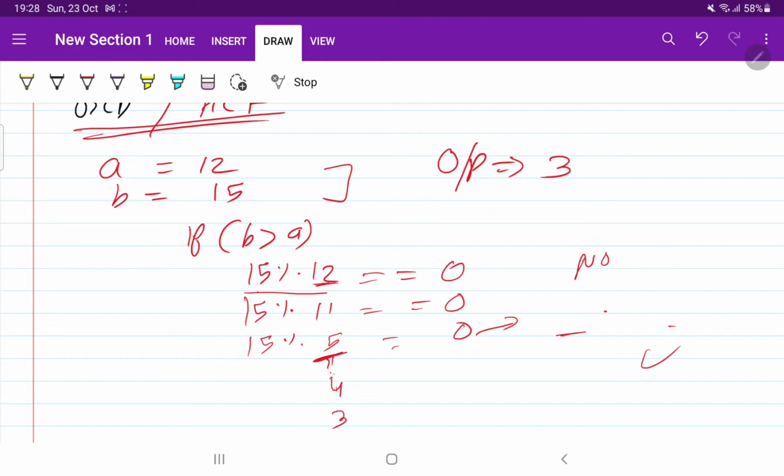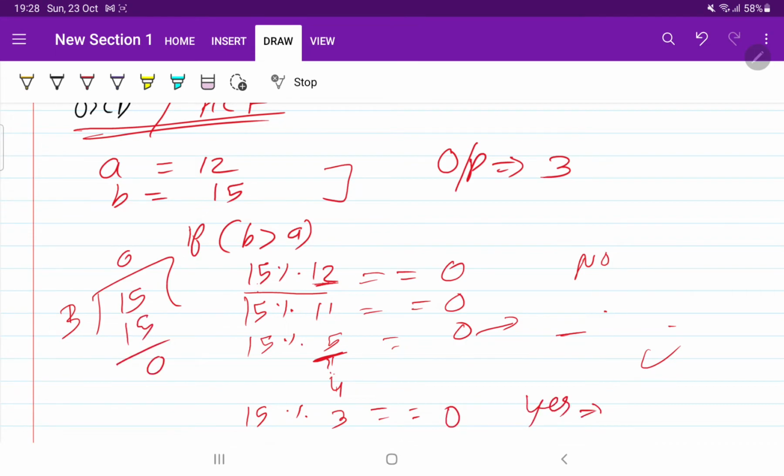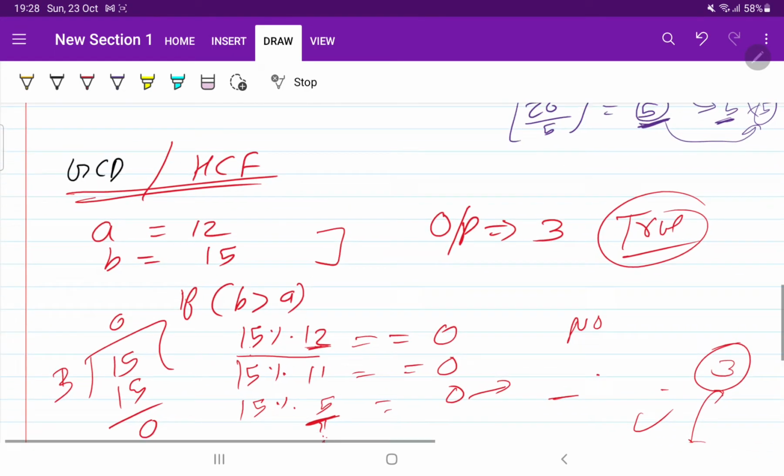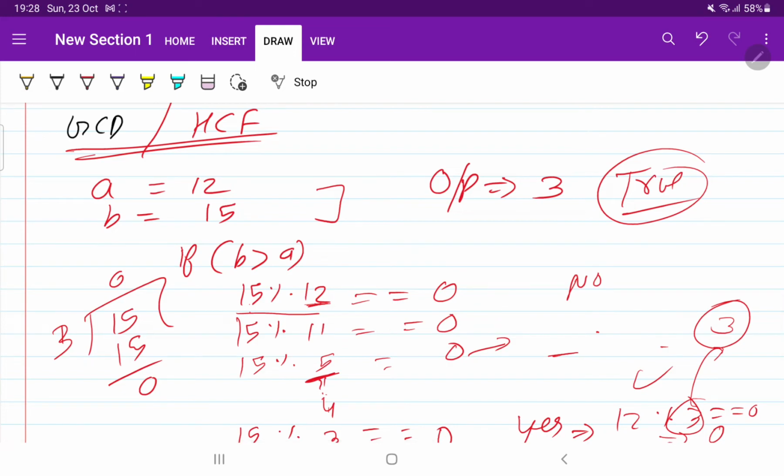Then you will check for 4, then you will check for 3. Suppose you check for 3: 15 % 3, meaning when dividing 15 by 3, are you getting 0 as the remainder? If yes, then check for 12 also. If 12 % 3 equals 0, if yes, then what do we have to do? If we are getting 0 in both cases, then we have to return the value that yes, 3 is the number which is the HCF of the given problem. So this is one of the approaches.